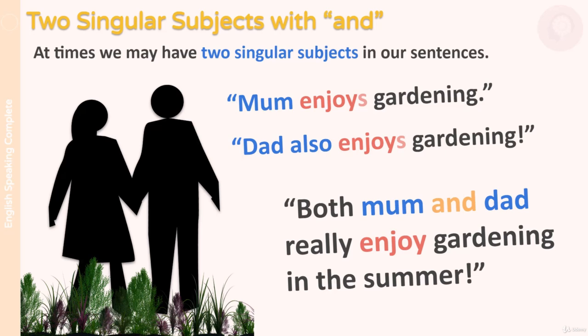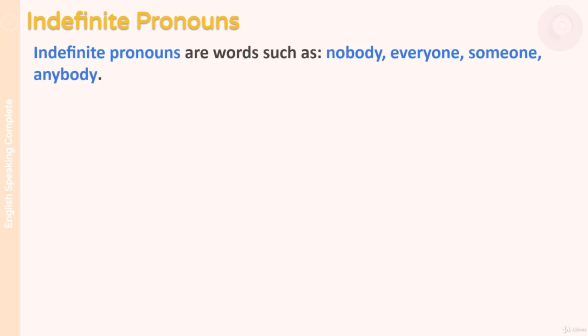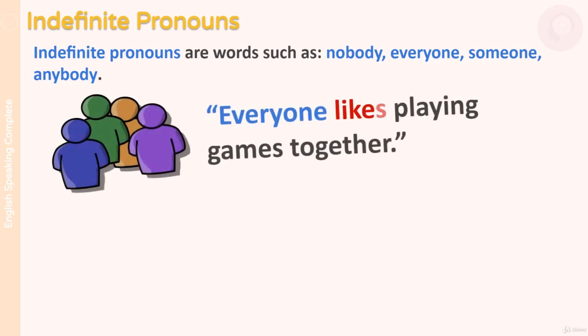Okay, one more exception that I would like to talk about just in this lesson, and that is indefinite pronouns. So indefinite pronouns can be our subjects, and they are words such as, only a short list, nobody, everyone, someone, anybody. These are indefinite pronouns. Everyone likes playing games together. So even though we're talking about lots of people, we need to use the singular verb form likes.